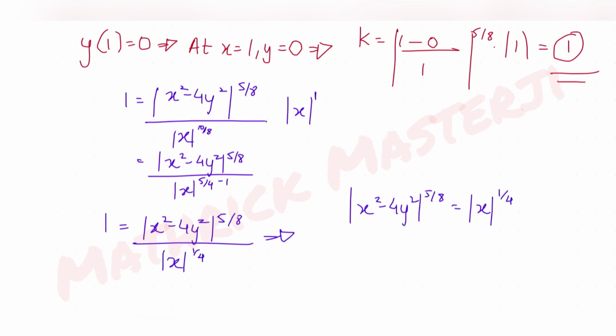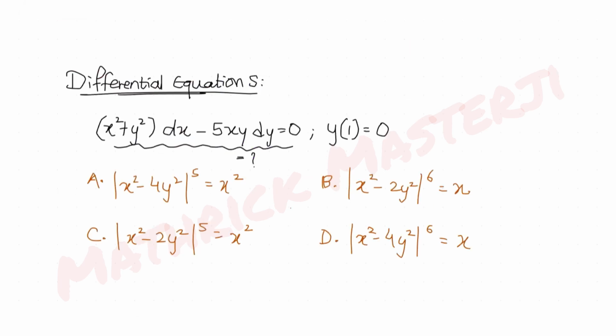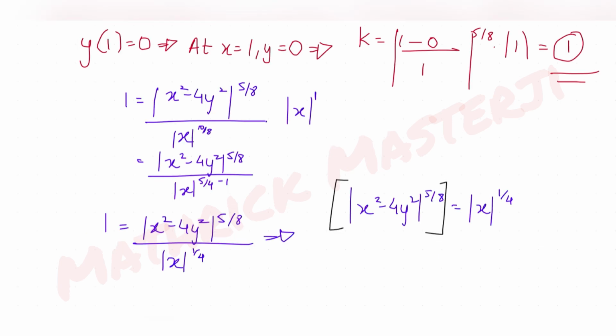Once I have this with me, what I can do is take the fourth power to both of them. Or let's take the eighth power to both of them, because if I see my answer choices, let's first see them. My answer choices have only the integral exponents, not the fractional exponents. So if I have to eliminate these fractional exponents, I need an 8 here. So I'll take both of them to the power of 8. So I get mod of x square minus 4y square raised to 5 over 8 into 8, which is 5. And this basically becomes mod of x raised to 1 over 4 into 8, which is square.